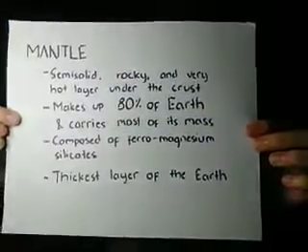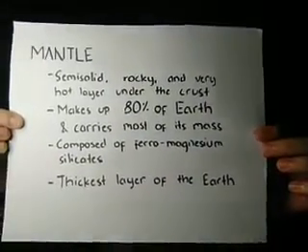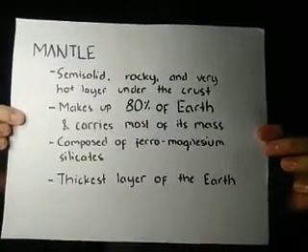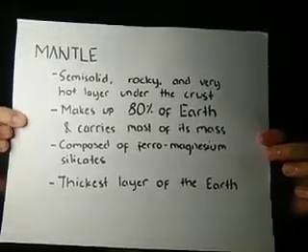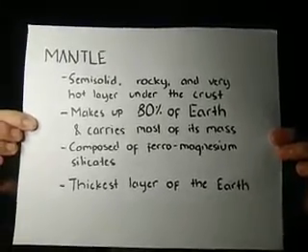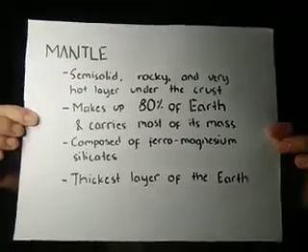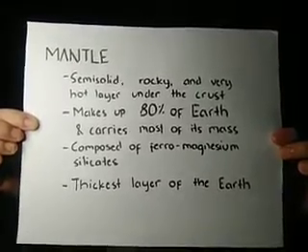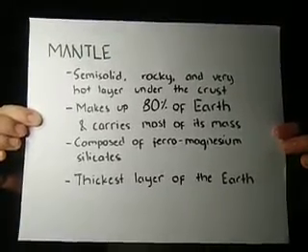Underneath the crust is the mantle. The mantle is a semi-solid, rocky, and very hot layer of the Earth. It makes up 80% of it and carries most of its mass. It is composed of ferromagnesium silicates. Mantle is the thickest layer of the Earth.